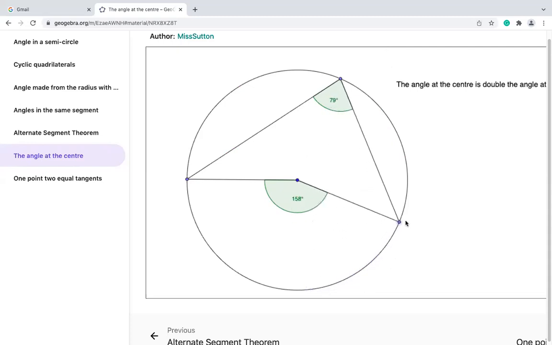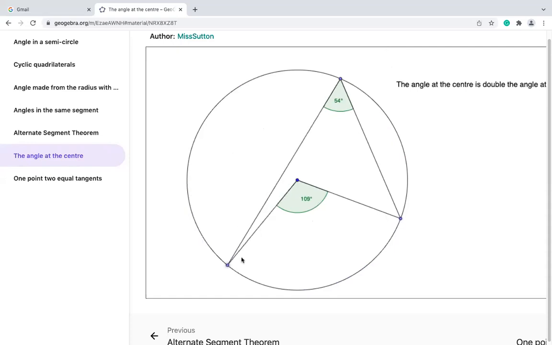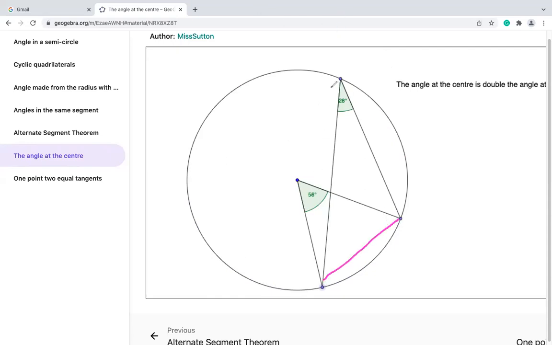Even if I keep moving like this, you can see clearly, it's a segment angle, the segment is still the same. One is at the center, which is here, the other is at the circumference. So the angle at the circumference is going to be half the one which is at the center. So these are some of the instinctive points that you need to remember while you're doing circle theorems.